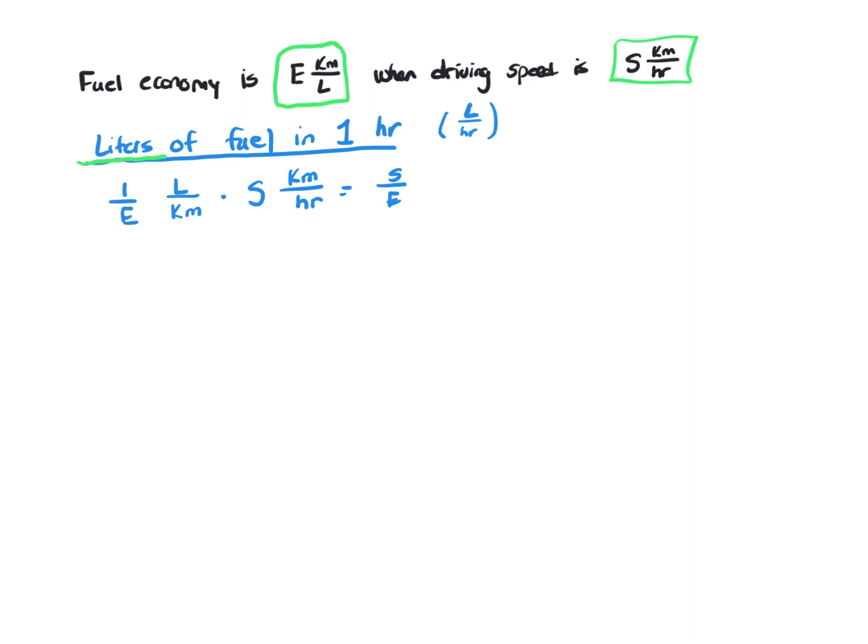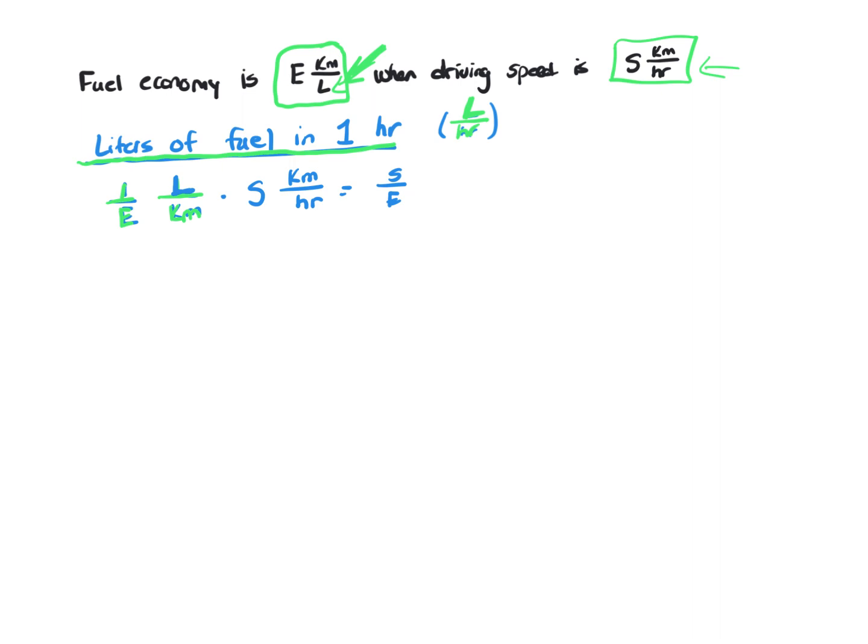Now in the first one, we want to find liters of fuel in 1 hour. So I'm trying to find liters per hour. Well, if you look, liters is down here in the denominator, and liters is not a factor over here. But we need liters to be in the numerator. So just take the reciprocal of this: 1 over E liters per kilometer. Okay? Now I've got liters in the numerator where it needs to be.